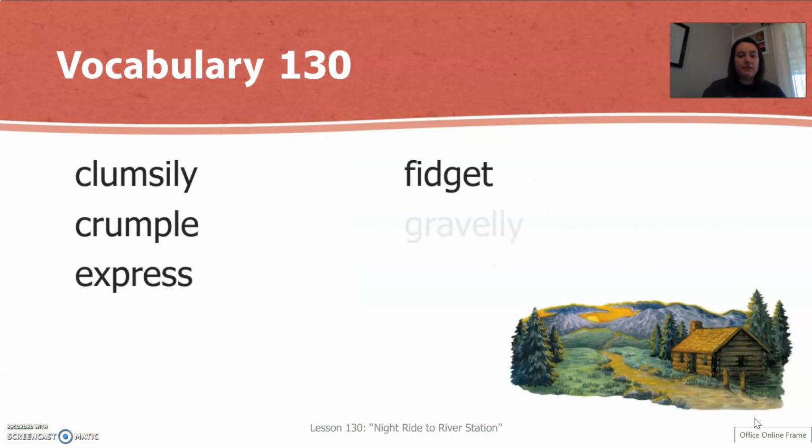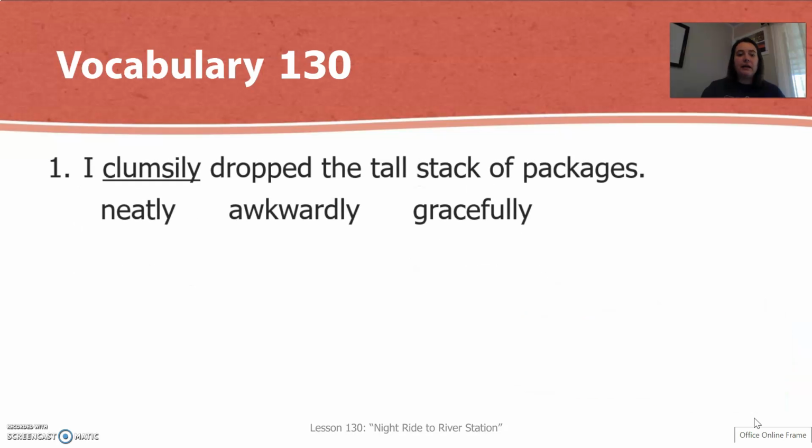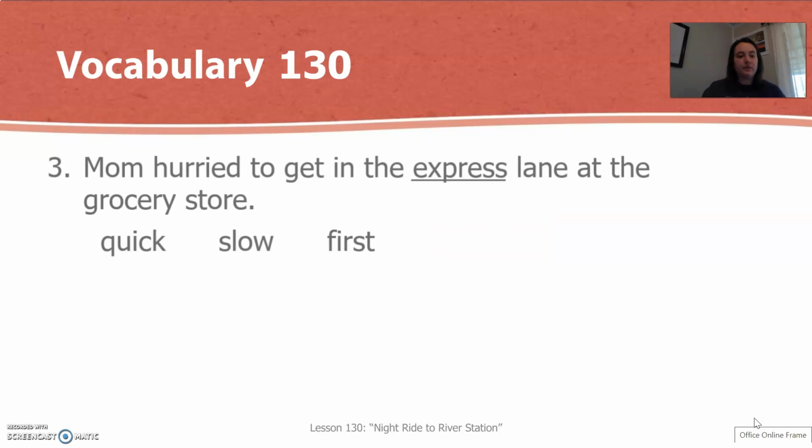Our vocabulary for today, we have clumsily, crumple, express, fidget, gravely, and harmonica. I clumsily dropped the tall stack of packages. If you drop something clumsily, you did it awkwardly. Ethan crumpled the paper and threw it in the trash can. Well, if you crumple a paper, you wrinkle it up. Mom hurried to get in the express lane at the grocery store. Express lane is a lane that goes quick.